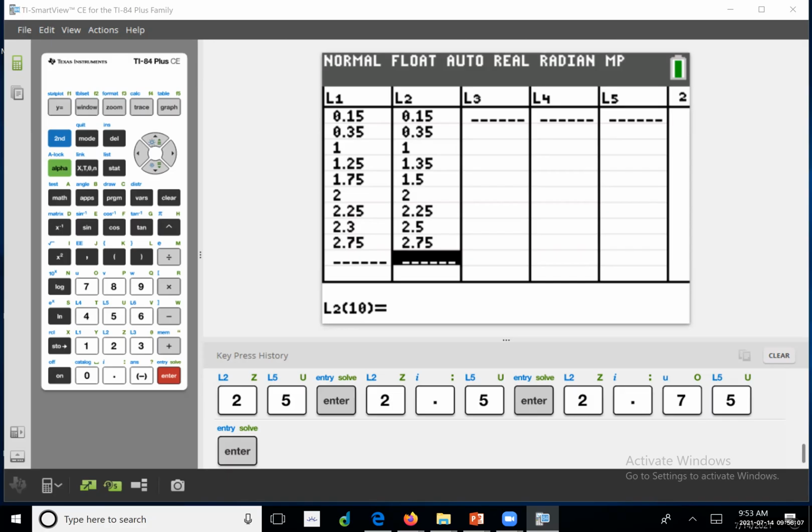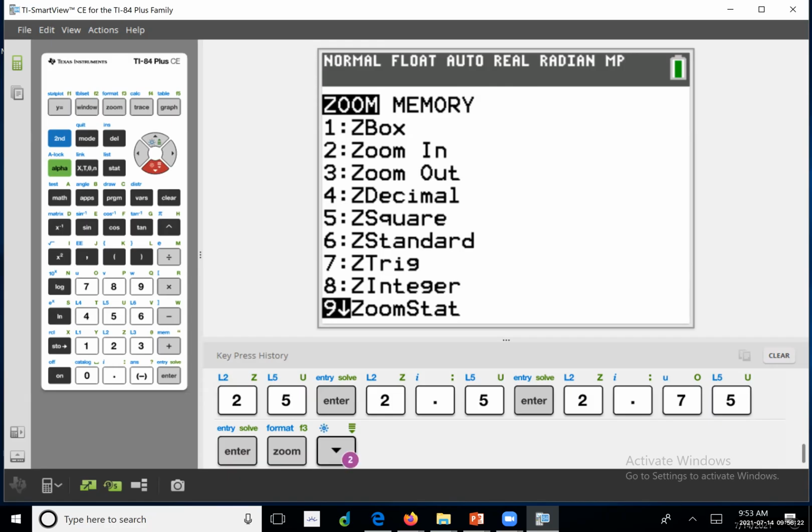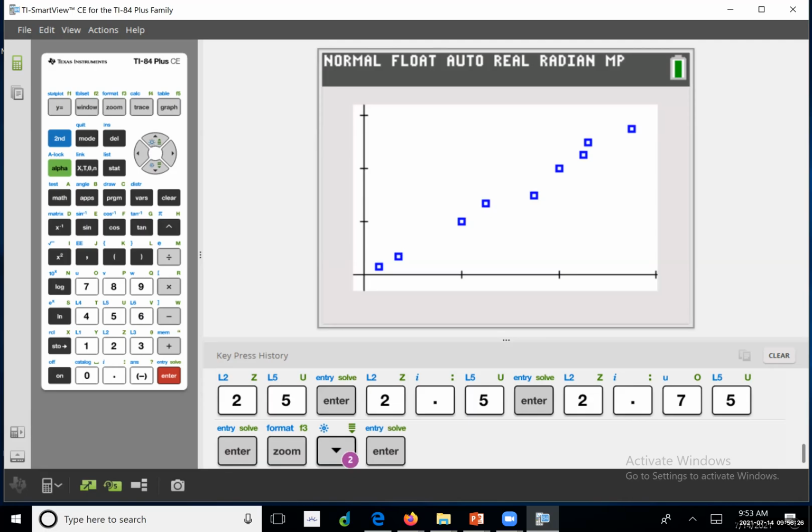Okay, let's just do the visual examination here to make sure that it's checking and meeting the requirement. You go to Zoom. Number 9, it says Zoom stat. You go all the way down, zoom, stat. So this visual, it's having a linear pattern and it seems to be a very strong one.